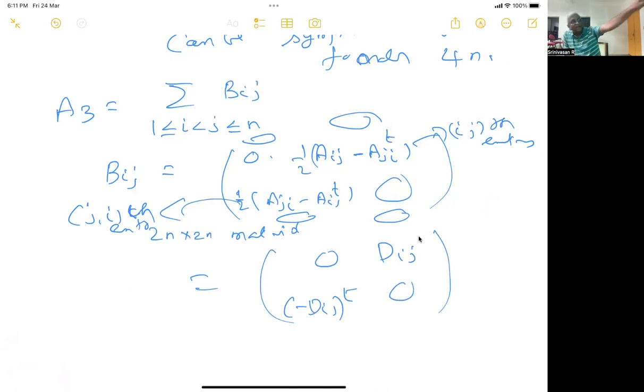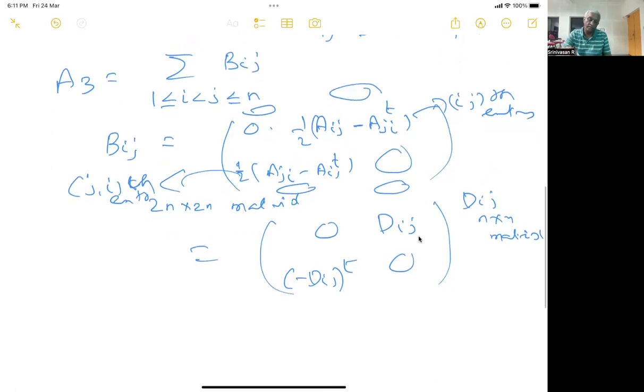Bij is the matrix with the ijth entry like this. Dij is the n cross n matrix with ijth entry that, and this is just the transpose of that. Entry that half Aij minus Aji transpose.